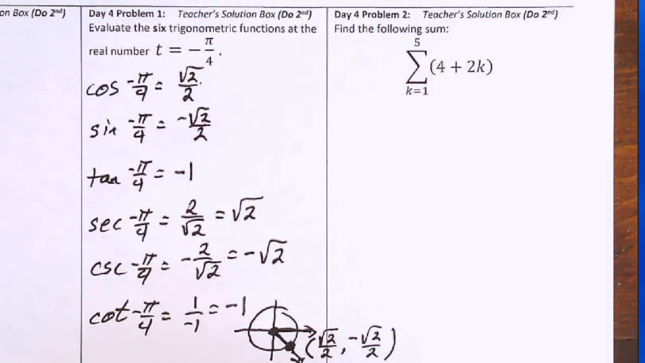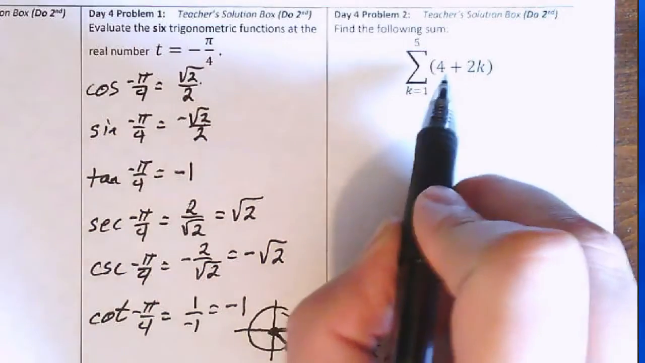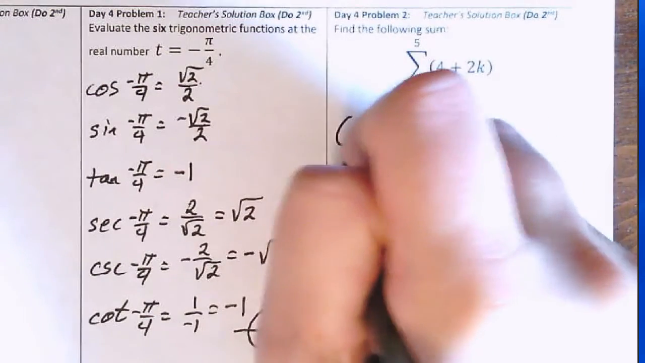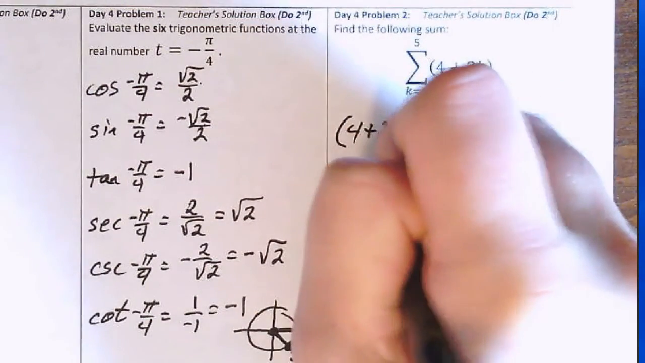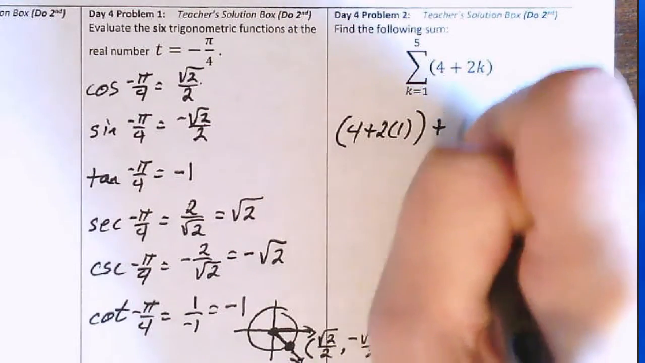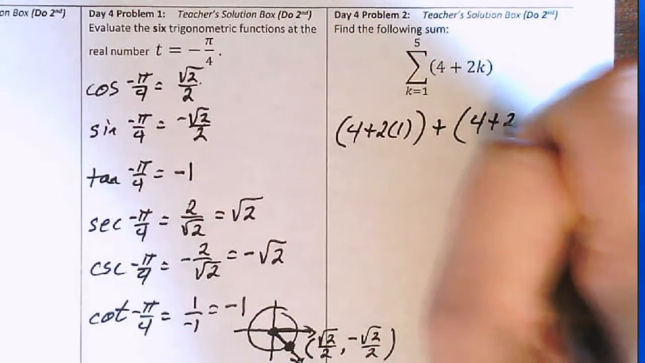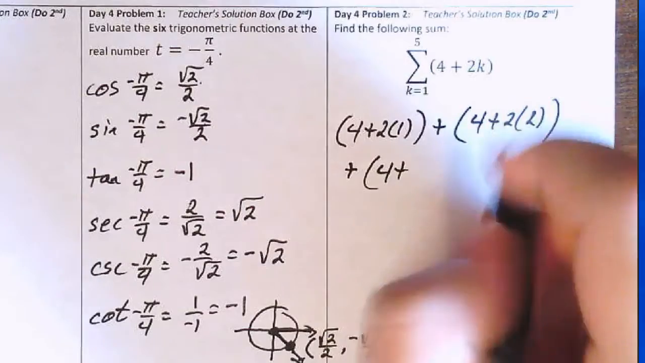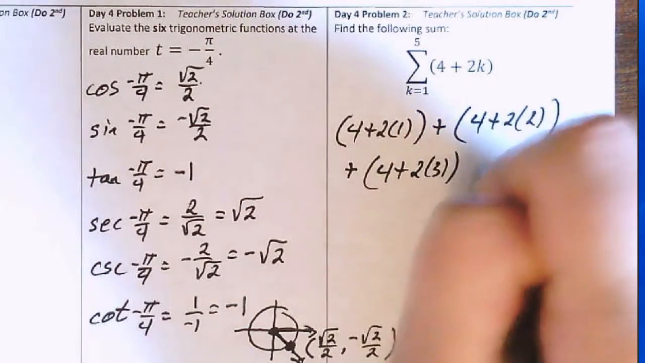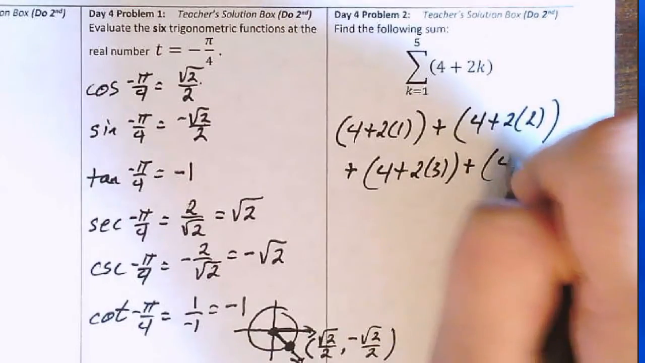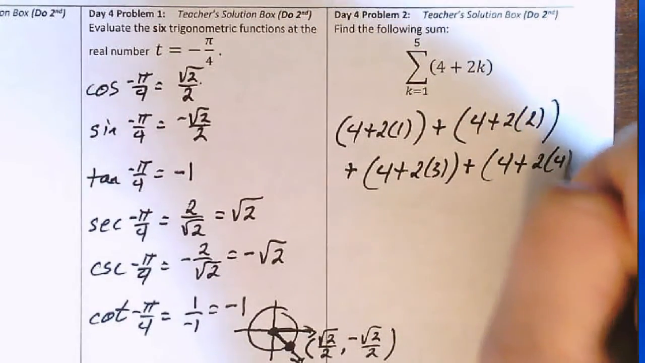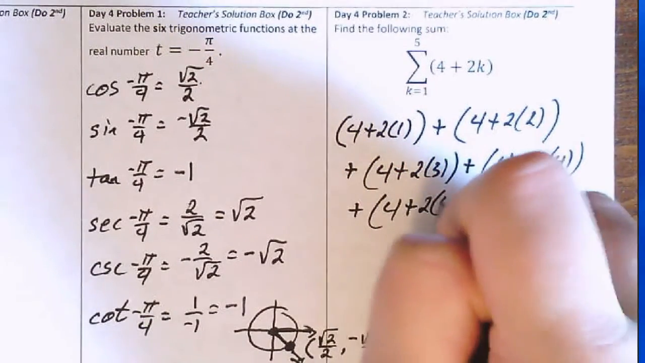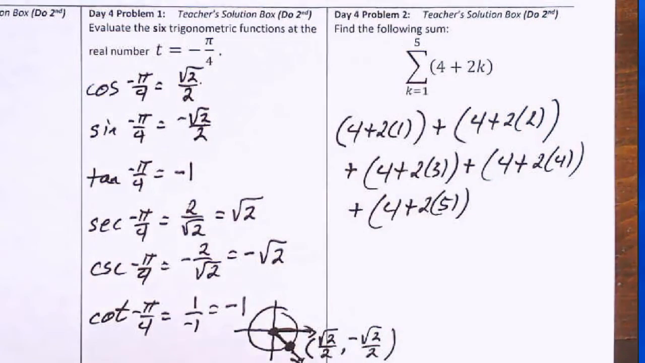Day 4, problem 2. Find the following sum. Let's sum from 1 to 5 the expression 4 plus 2k. So we're going to have 4 plus 2 times 1 plus 4 plus 2 times 2 plus 4 plus 2 times 3 plus 4 plus 2 times 4 plus 4 plus 2 times 5. We need to find this answer.